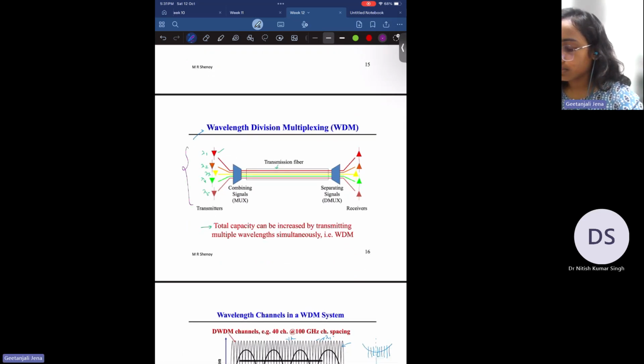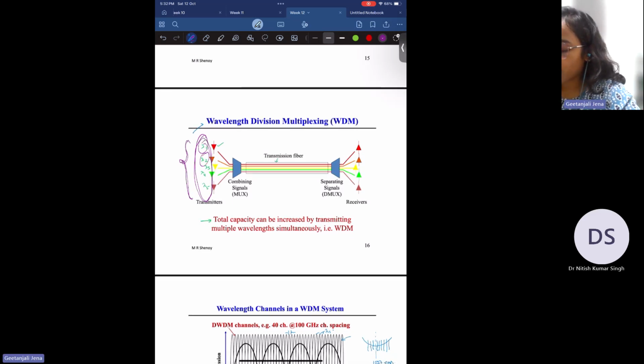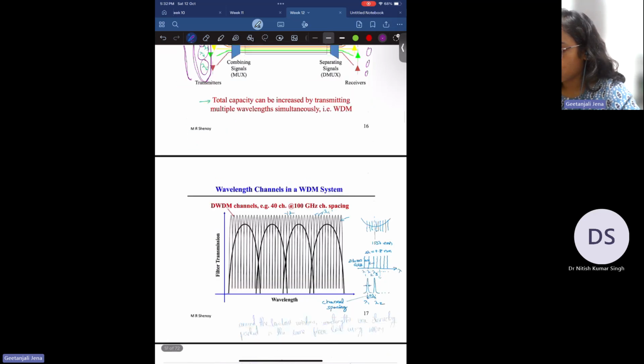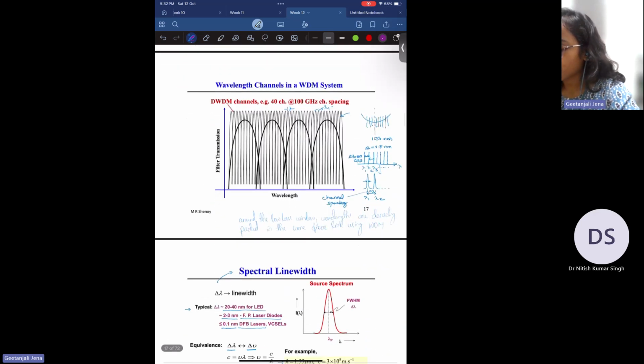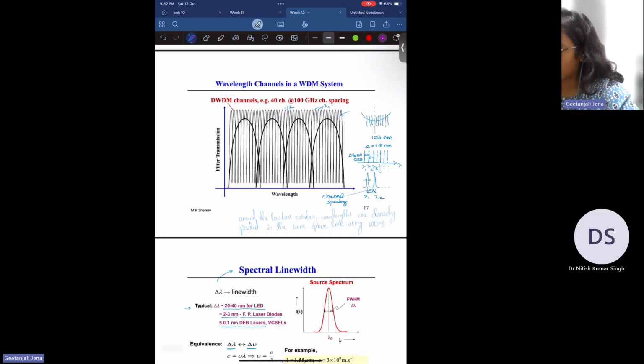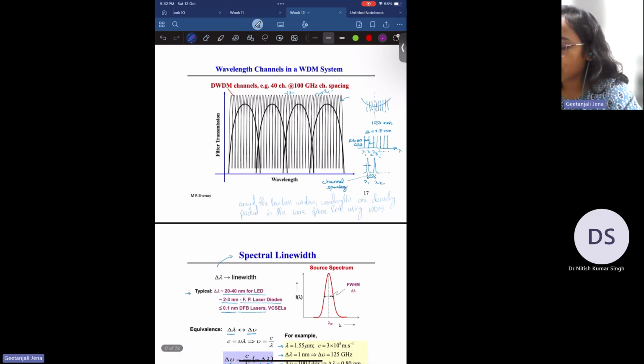So this is the typical method where we transmit different signals at a time through an optical fiber. We use WDM to transmit lambda 1, lambda 2, lambda 3 different signals simultaneously through the same fiber. To differentiate lambda 1, lambda 2, lambda 3, lambda 4 at the output end, let us see what we need around the low loss window. This is the standard that has been used.